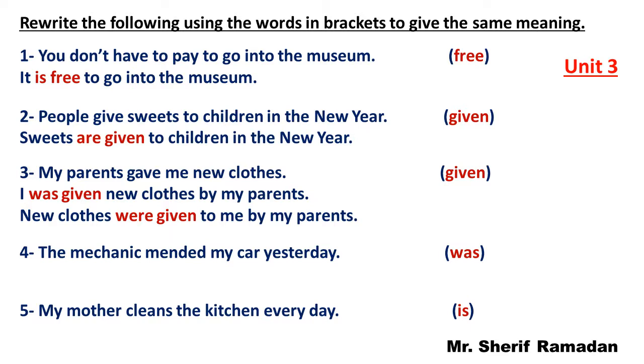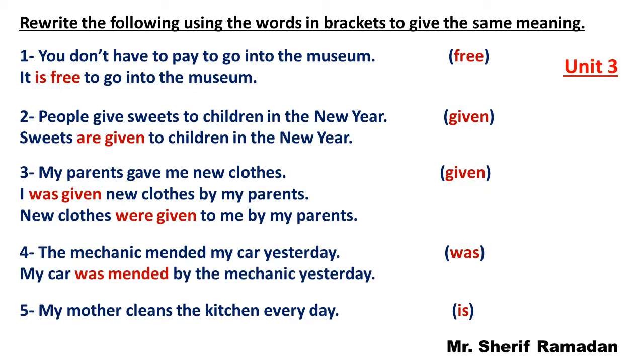Number 4. The mechanic mended my car yesterday. Use was. بحول الجملة من active إلى passive. هبدأ بالمفعول. المفعول هنا عندي my car لأن the mechanic الفاعل، mended الفعل، my car المفعول. بقول my car was mended yesterday by the mechanic.